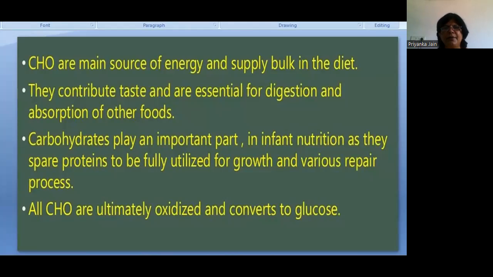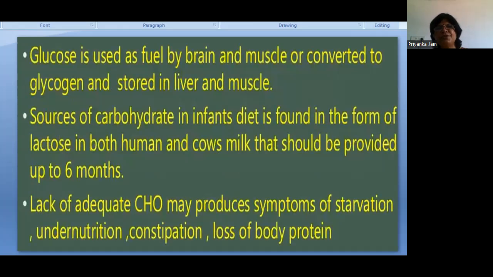Carbohydrates are the main source of energy and supply bulk in the diet. They contribute taste and are essential for digestion and absorption of food. Carbohydrates play an important part in nutrition as they spare protein to be fully utilized for growth and various requirements. All carbohydrates are ultimately oxidized and converted to glucose. Glucose is used as a fuel in the body by brain and muscle, converted into glycogen and stored in liver and muscle. Source of carbohydrate in an infant's diet is found in the form of lactose in both human and cow milk, that should be provided up to 6 months.